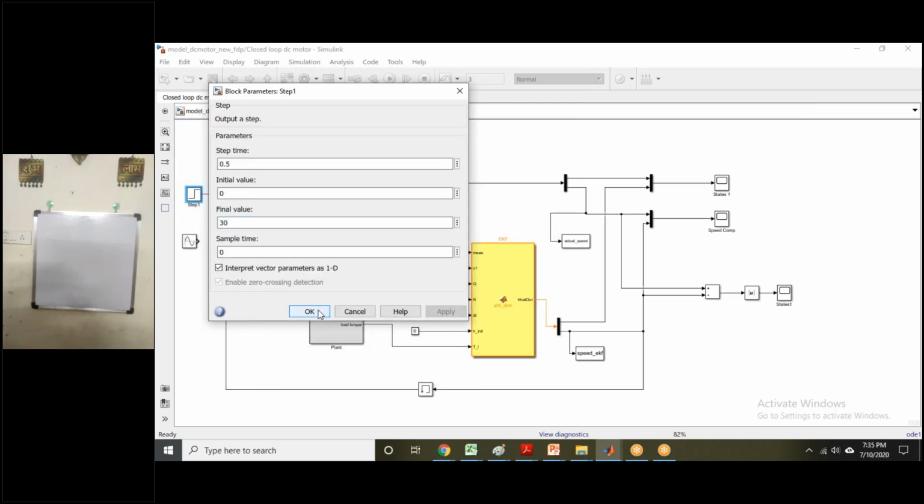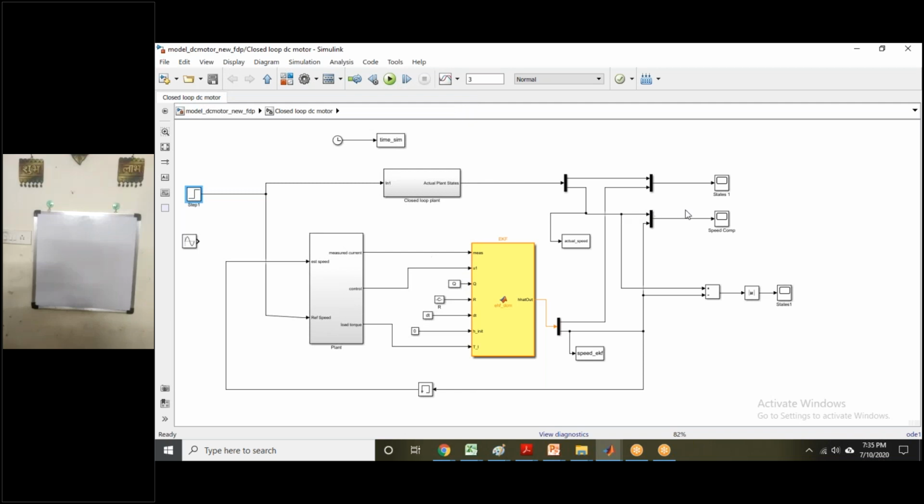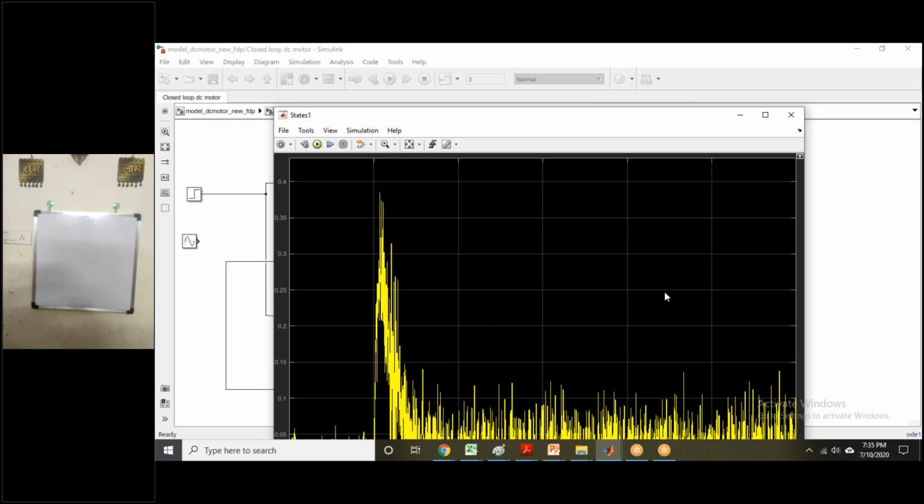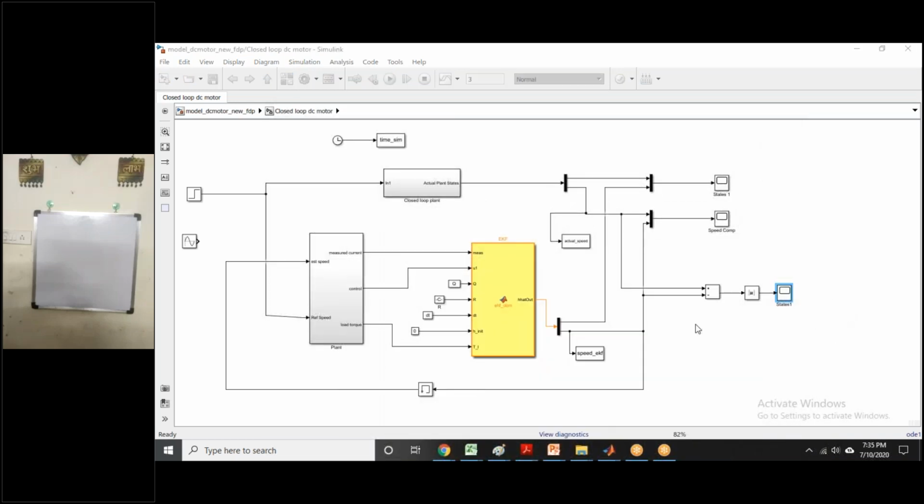So 30 and 0.5 by 30 is approximately, if I multiply by 3, almost 1.5% error. So this is the absolute error value. You can see what is happening. And so 1.5% error is okay.